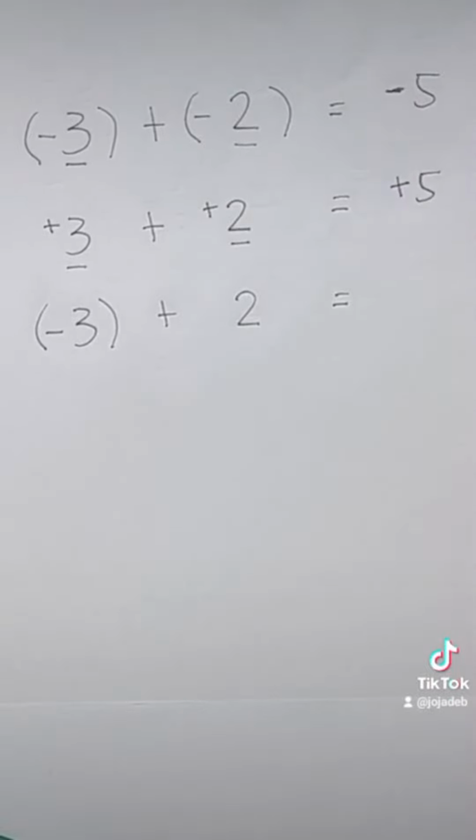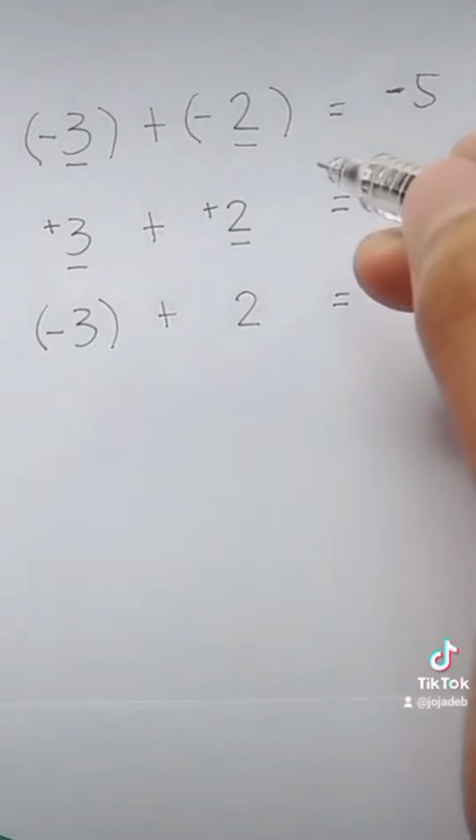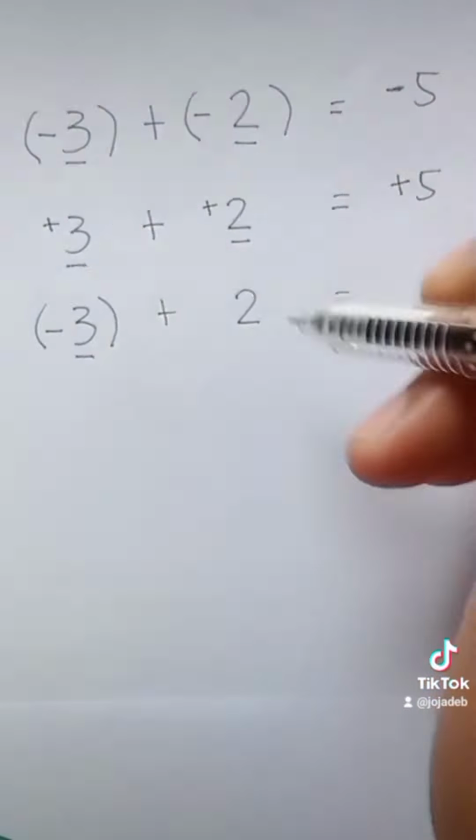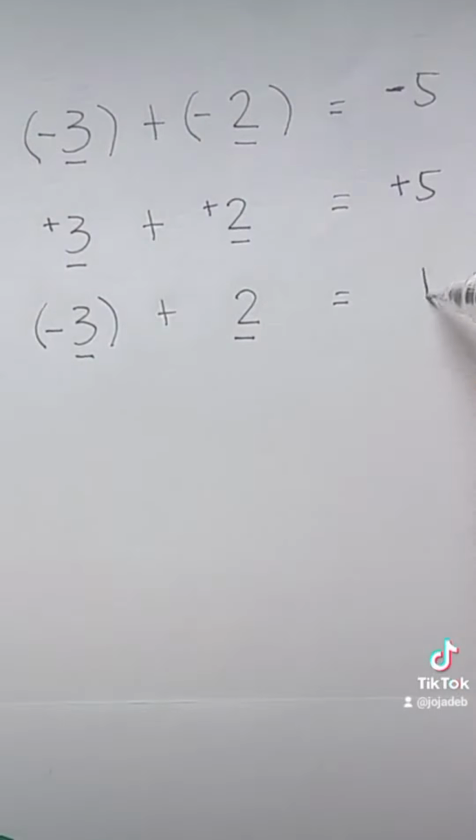What if the signs of the integers are different? If the signs are different, then simply subtract the smaller number from the bigger number, and then copy the sign of the bigger number. So in this case, 3 minus 2 equals 1, and 3 is the bigger number. So the sign for this is negative 1.